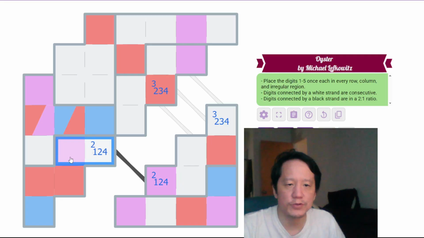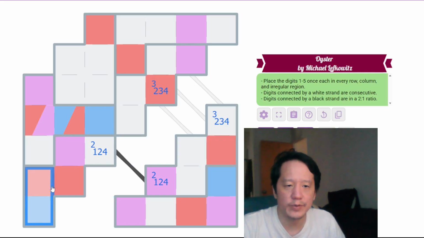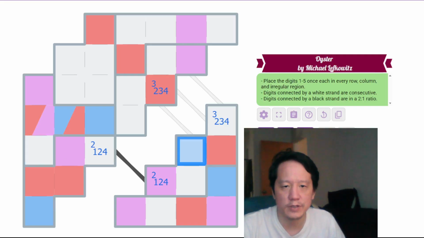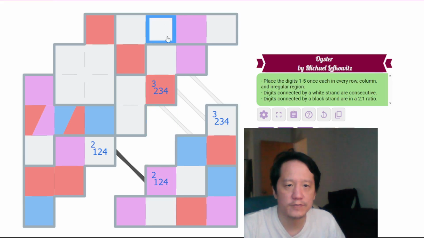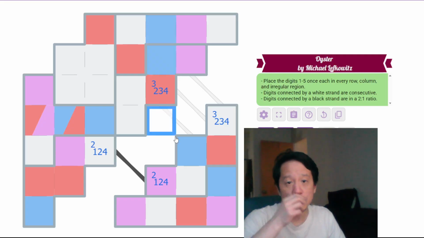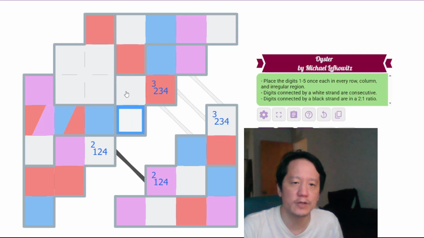So where is blue in this row here, row 5? Cannot be here because of blue in the region. Can't be here because that's red. Can't be here because of blue in the column, so blue has to be here. Where is blue in column 5? It must be one of these two. And then blue in column 4 cannot be here, so it's one of these two here.